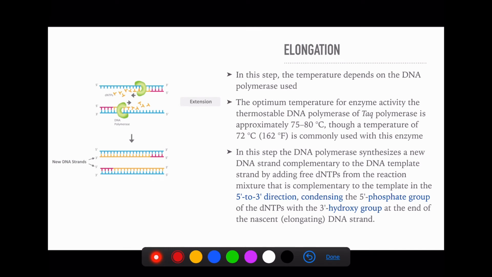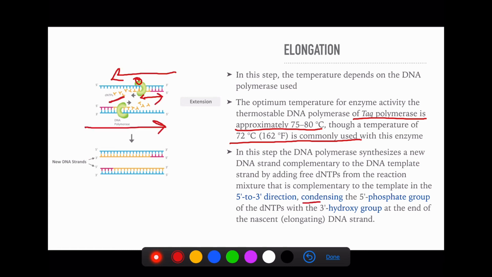In this step, the temperature depends on DNA polymerase used. For PCR with Taq polymerase, the temperature for optimum activity lies in between 75 to 80 degrees Celsius, but commonly 72 degrees Celsius is used for this enzyme. In this step, Taq polymerase synthesizes new complementary DNA strand by using free dNTPs present in the reaction mixture. Here we have to note that Taq polymerase can only synthesize new DNA strand in 5' to 3' direction and thus chooses dNTPs complementary to that specific direction only.